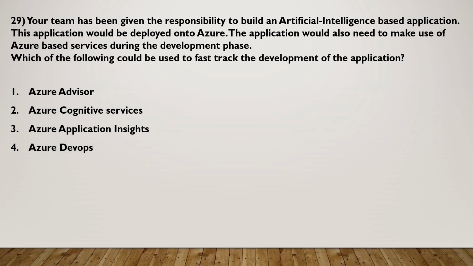Your team has been given the responsibility to build an artificial intelligence based application. This application would be deployed onto Azure. The application would also need to make use of Azure based services during the development phase. Which of the following could be used to fast track the development of the application? We can use Azure Cognitive Services.